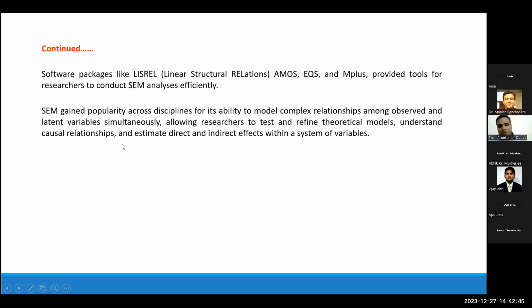Again, SEM comes into the picture when you have a latent variable. When I say latent variable, it is a variable which cannot be measured directly. It allows researchers to test and refine theoretical models and understand causal relationships, say A leads to B or B leads to C. Causal relationships are easily factored by SEM, and it also helps us to estimate direct and indirect effects.